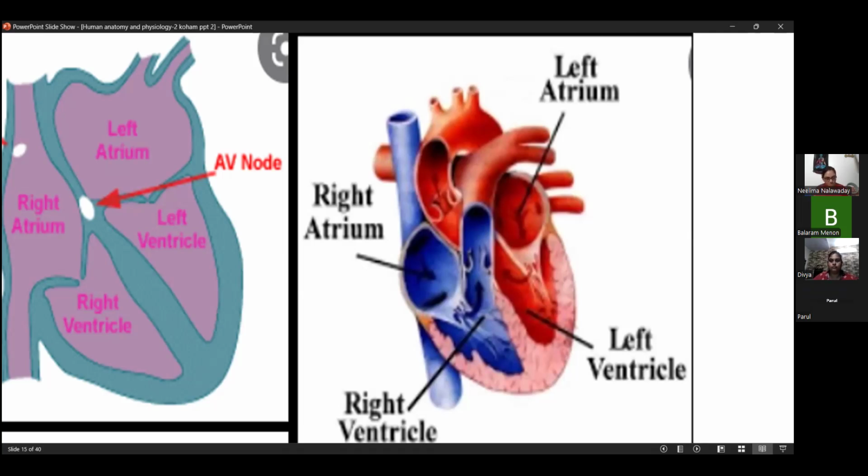So first, deoxygenated blood comes towards the heart. First, it comes into the right upper chamber, that is the right atrium. Then from the right atrium, it goes to the right ventricle. And from the right ventricle, it gets transported to the lungs through the pulmonary artery. So here, the pulmonary artery is not carrying oxygenated blood, but it is carrying deoxygenated blood towards the lungs.